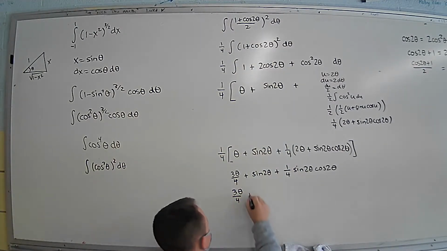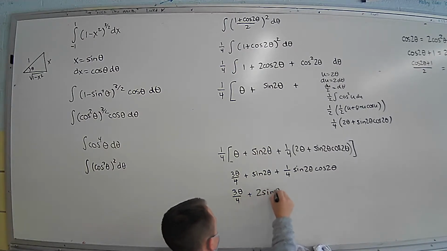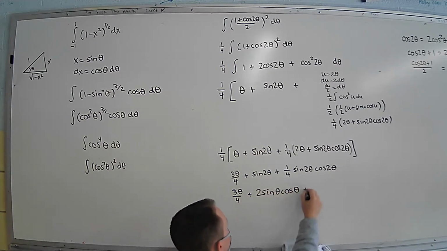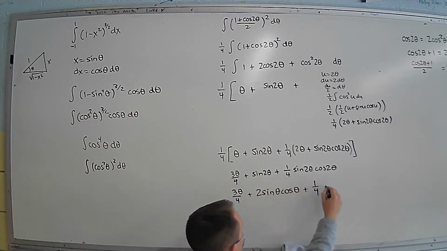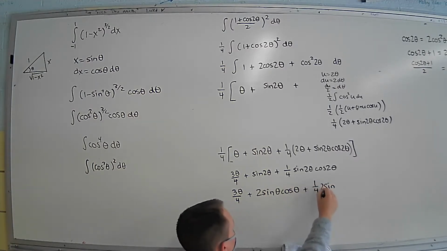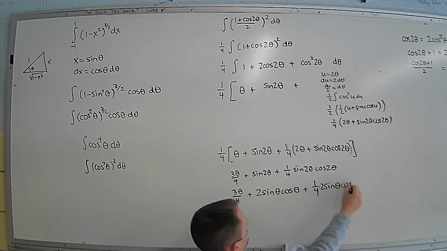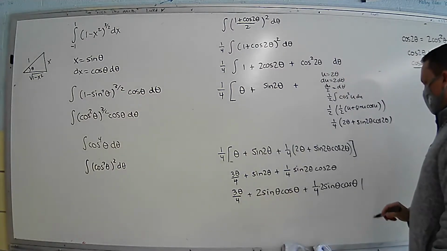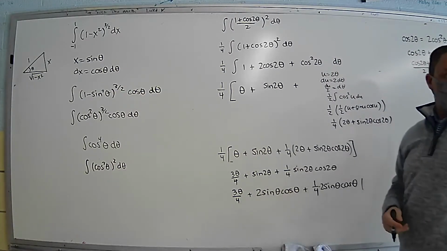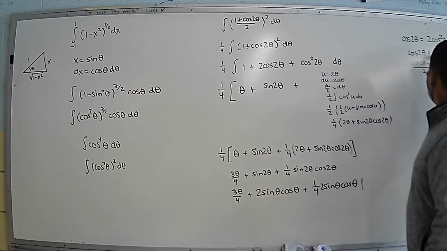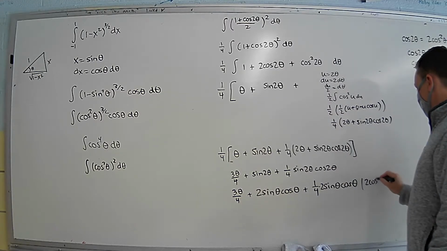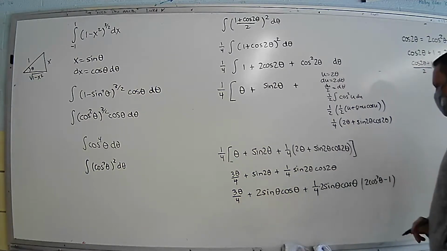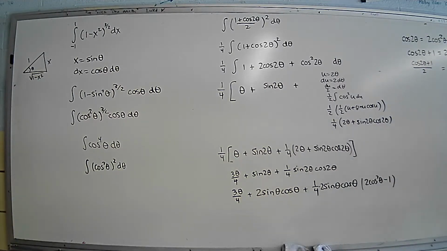But sine of 2 theta is 2 sine of 1 theta cosine of 1 theta. And cosine of 2 theta is, well, pick whichever one you want. How about we use the one that's written there? 2 cosine squared of 1 theta minus 1. Now I'll put it back in terms of x. What a hot mess this is.